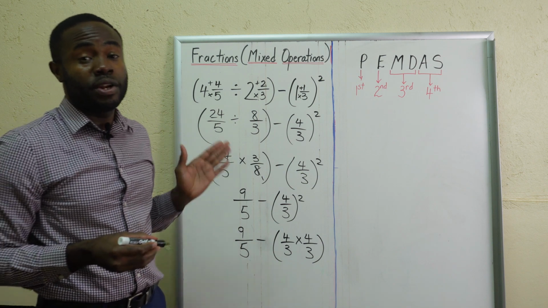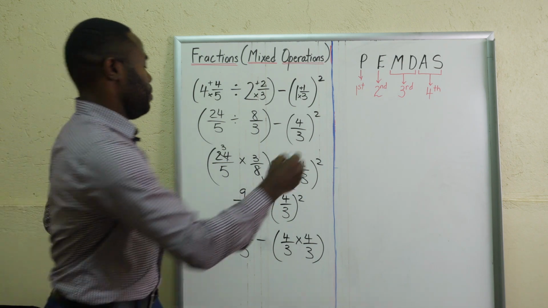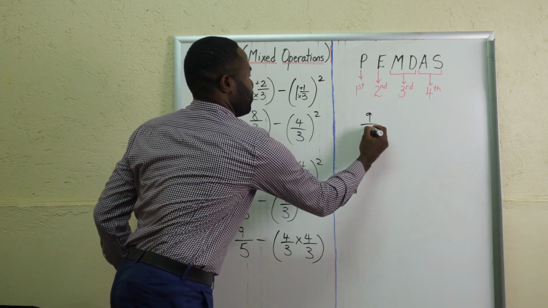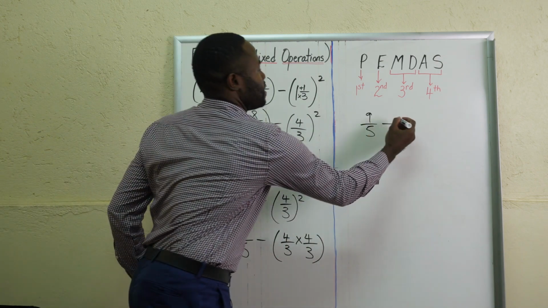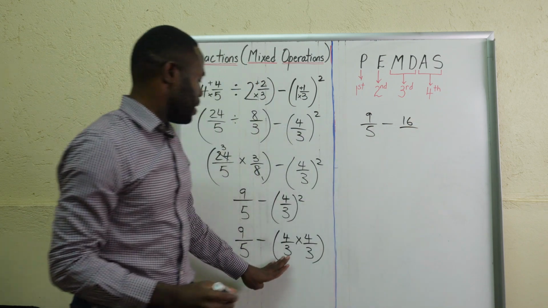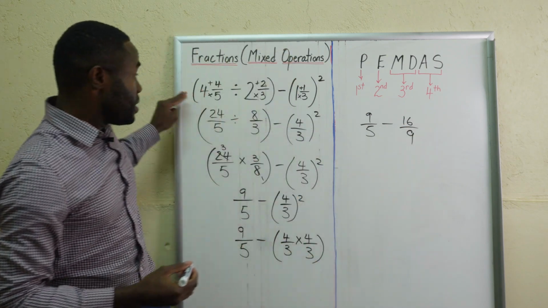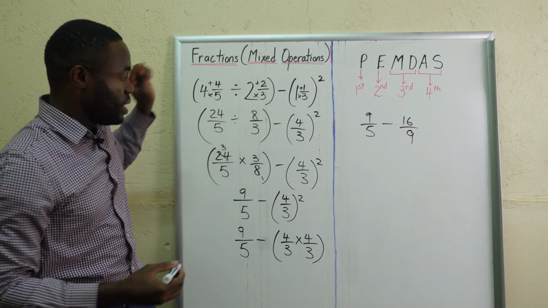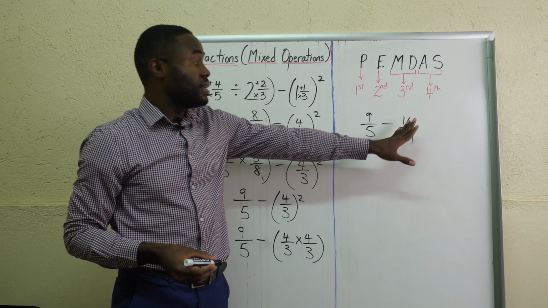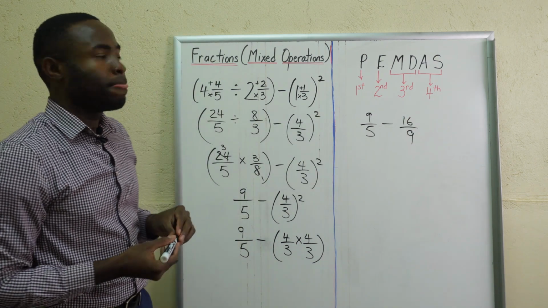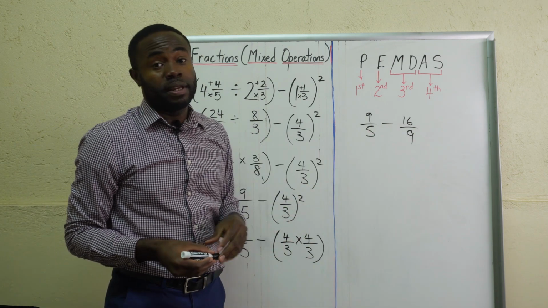So we're going to simply multiply the numerator by the numerator, then the denominator by the denominator. So this will now leave us with 9 over 5 minus, and then 4 times 4, that's 16, and then 3 times 3, that is 9. So this seemingly complicated question is now reduced to 9 over 5 minus what? 16 over 9.